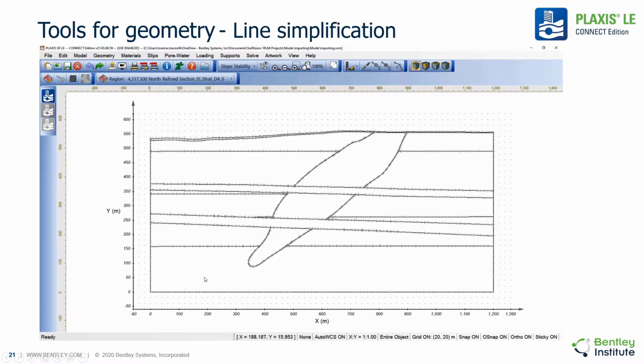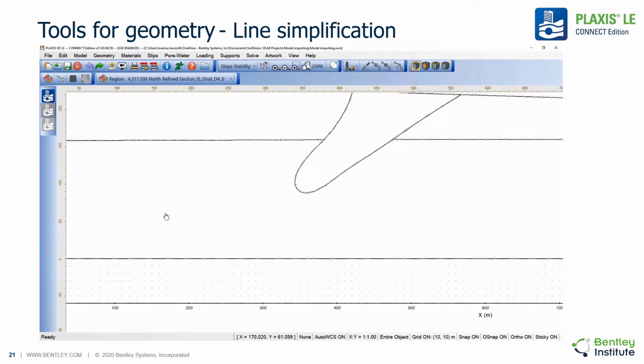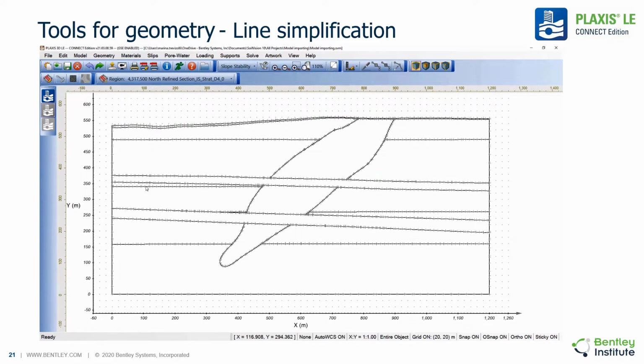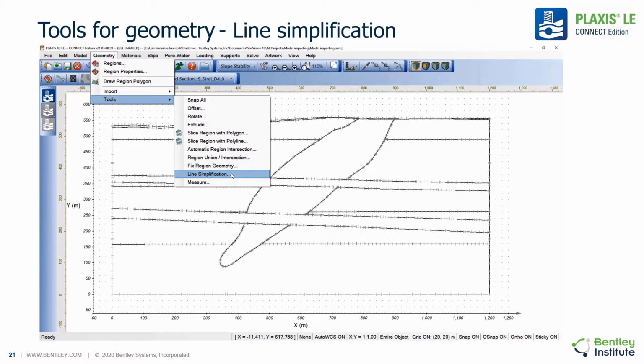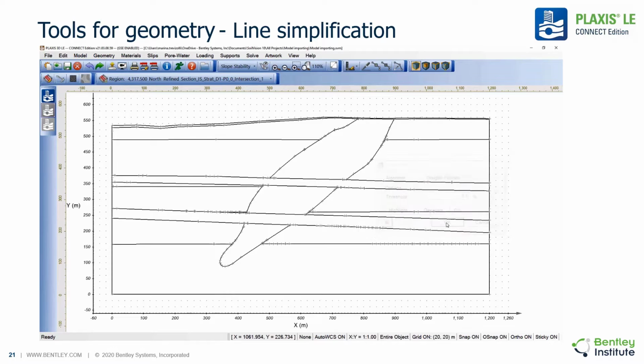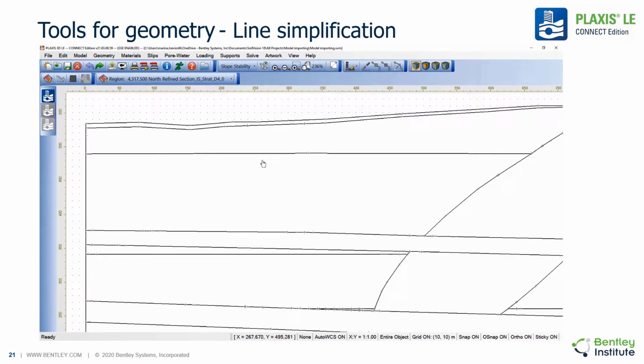Users have the ability to reduce the number of region points in a complex model without changing the overall geometry. So in this case, we can see that there are plenty of points in this cross-section. We can click on line simplification, choose the algorithm that we would like to use, set its options, and then generate the line simplification. As we can see in this example, we decreased the quantity of points.